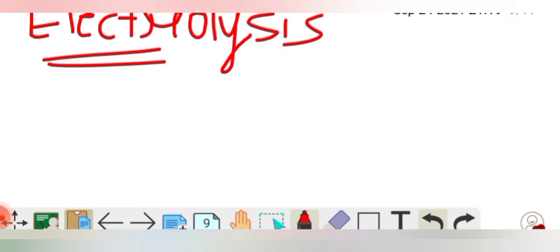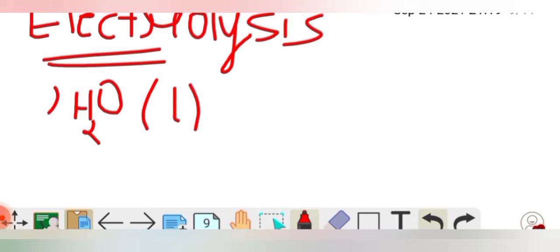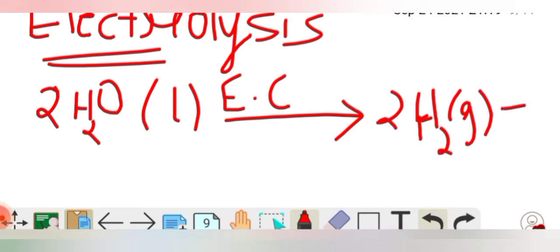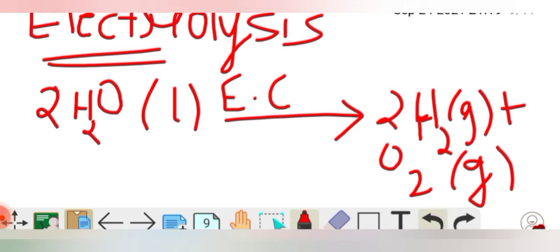So H2O, which is a liquid, you will write 2H2O just to balance. If electric current is passed through it, I am writing EC for electric current, you understand it. 2H2O gives 2H2, hydrogen gas, plus oxygen, O2. This is an example of an electrolysis reaction. Hope it is clear for you all.